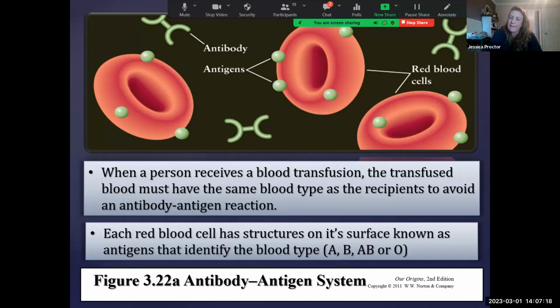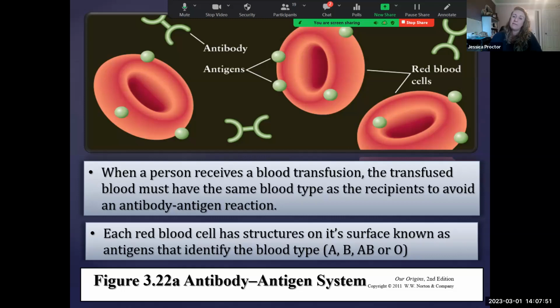So for example, if you have type A blood, that means on the surface of your red blood cells, you have something called antigens that identify your red blood cells as type A. So if you have type A blood, you can get type specific. You can obviously get a donation from another human that has type A blood, or you could receive a transfusion from the universal donor, which is type O. Type O blood does not have anti-A or anti-B on the surface of its red blood cells.